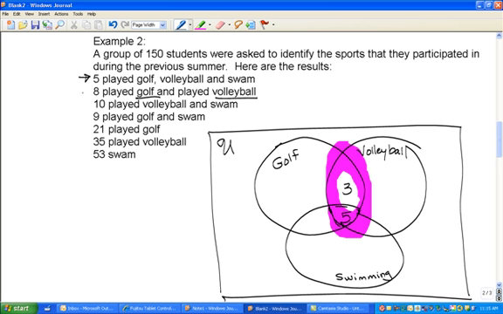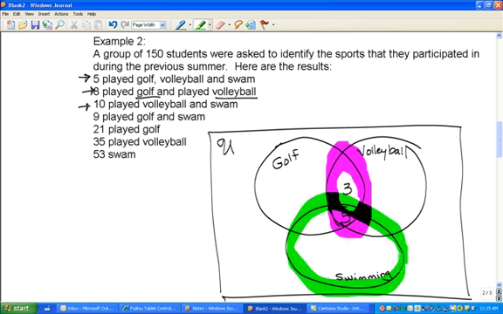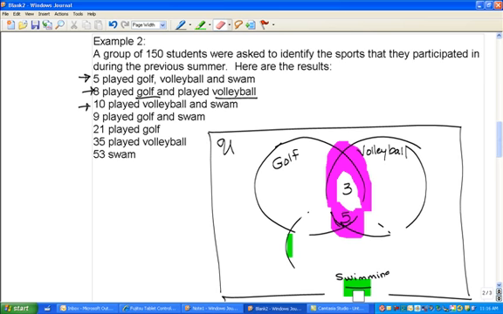Notice how I'm subtracting off, so we did that one. Okay, and our next one, let's go to green. 10 played volleyball and swam. Whoops, didn't mean to go that way. Gotta redraw my circle.